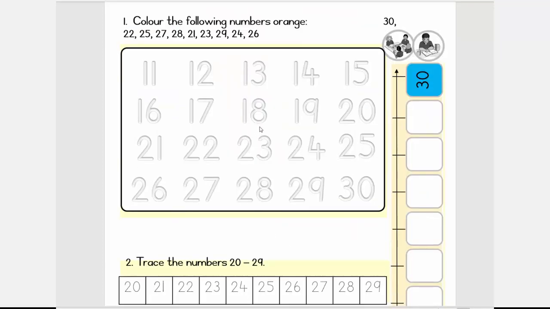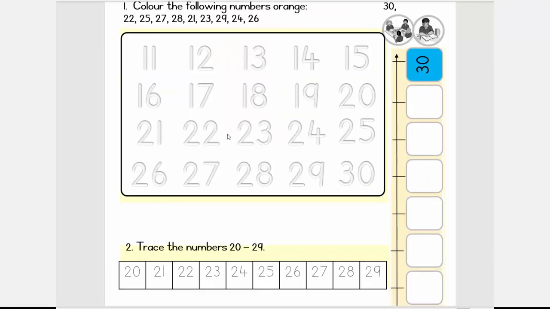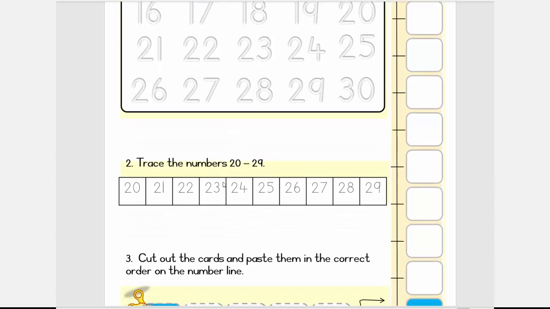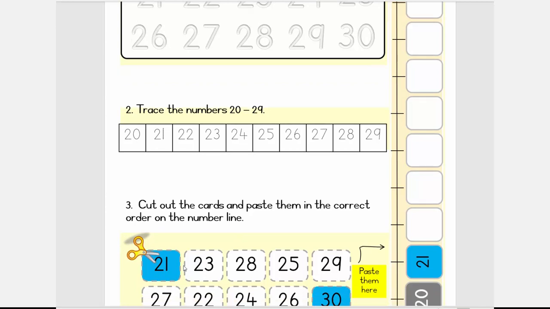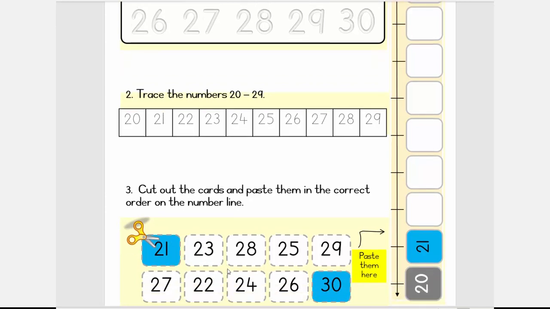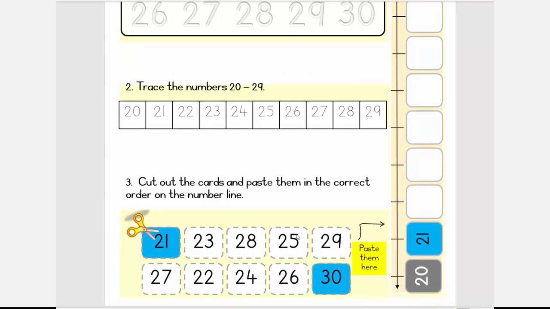Then we're going to go to the worksheet. So the worksheet, you can just follow the questions. Remember your number line on this side. If you don't want to cut these from here, what you could do is, before the time, trace it, cut it out in pieces of paper. I always recommend to use old paper, recycled paper, and then you're going to paste it on the empty number line.